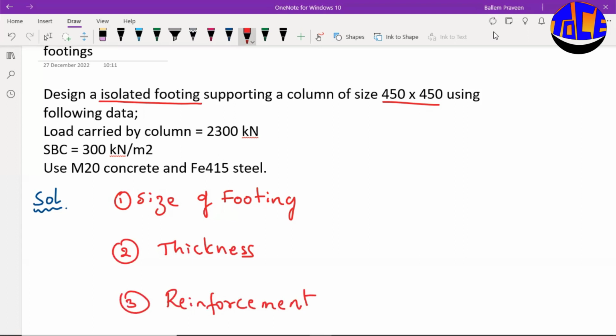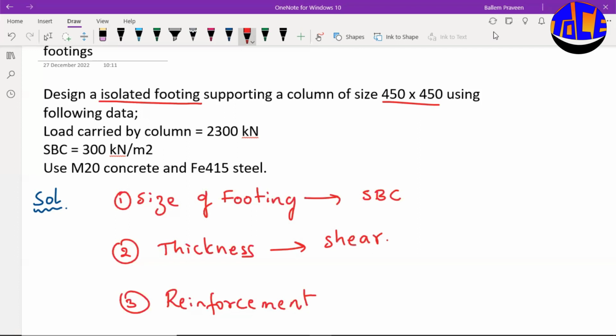Okay. So for finding the size of footing, we are going to use the load carried by the footing and the bearing capacity of soil. So this size of footing will depend on the soil bearing capacity. The thickness usually will be determined based on shear. The thickness will be based on the shear for footings.